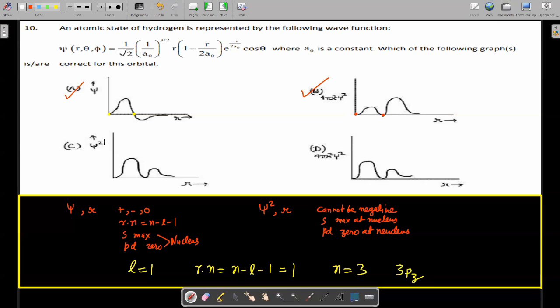The third option, psi square versus r. For p, it is starting from 0 at origin, right? And the number of radial nodes is equal to 1. And as we go, the amplitude will decrease. So this is also correct. The D option, if we are moving at nucleus, this is fine. But this is decreasing, right? This radial distribution function should increase with distance. So D option will be wrong. So the answer is A, B, and C. A, B, C answer is correct.